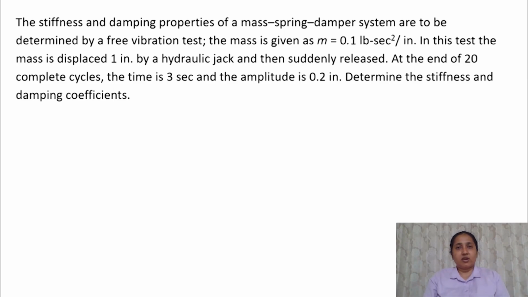So in this, the mass was displaced by 1 inch and then it was released. That means the initial displacement of the system is 1 inch and the mass was just released, there was no impact or anything, so the initial velocity is 0. And we also know the amplitude of the motion at 20 cycles, and we also know the time taken for 20 cycles. So we can calculate the damping ratio and natural frequencies.